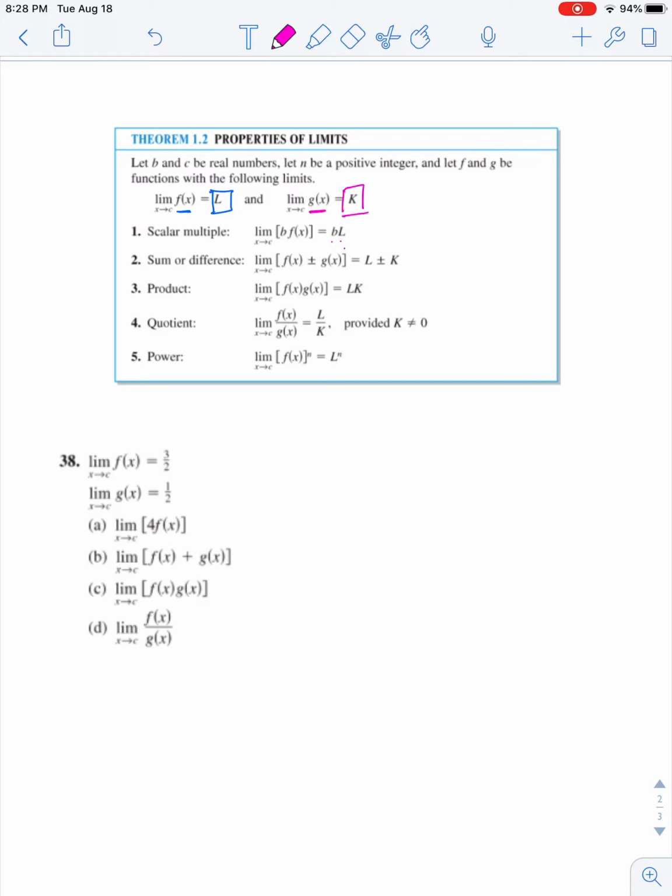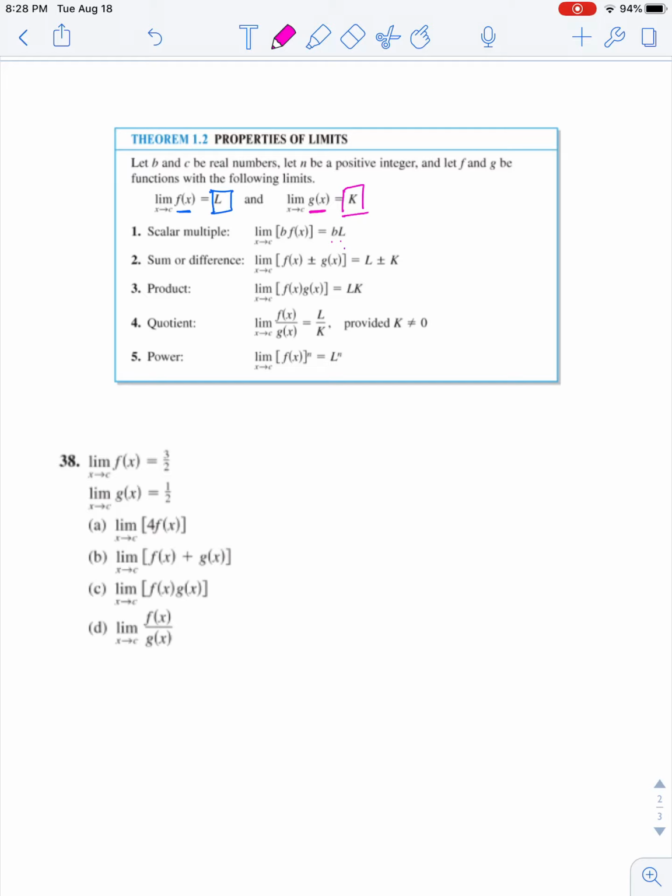Same works for sum or difference and a product. We say that for a sum or difference, we can take the limit of the sum, or we can also do the sum of the limits. That's what both sides of this equal sign show. So you can kind of do it in any order. Limits first and then add them together, or add the functions together and then take the limit. That's all it means. Same is true for products, quotients, and powers.